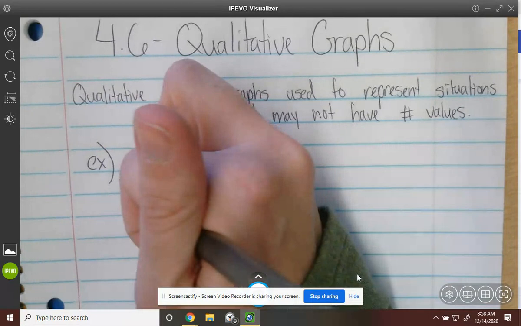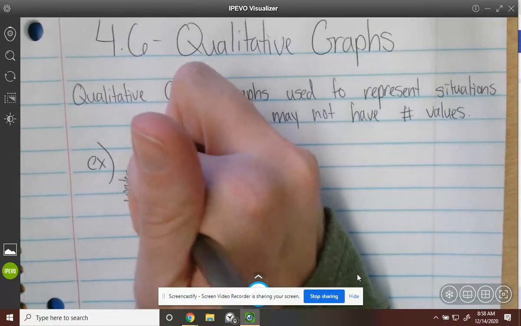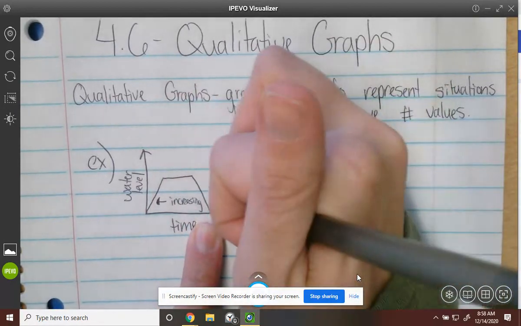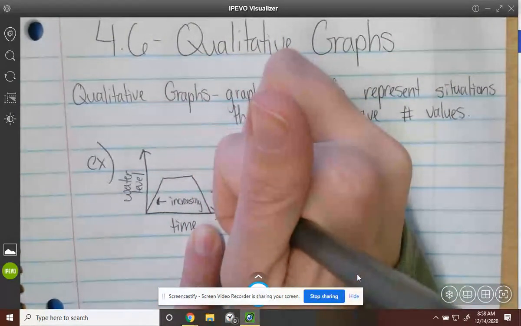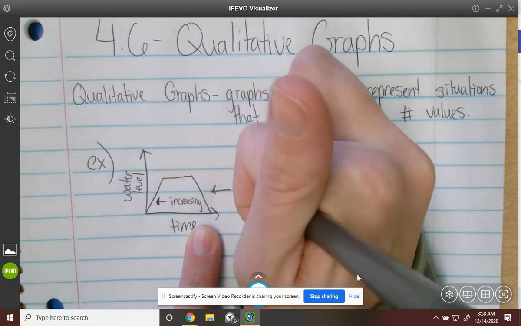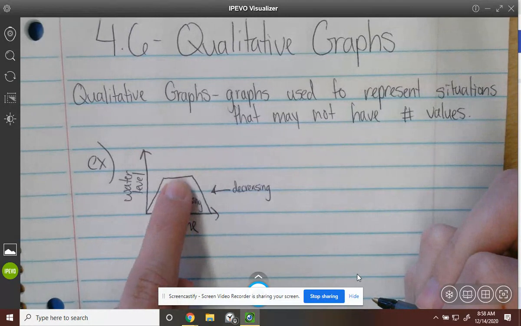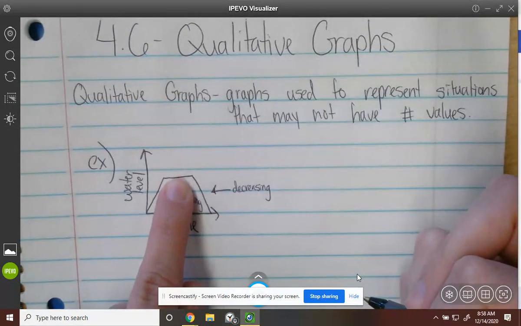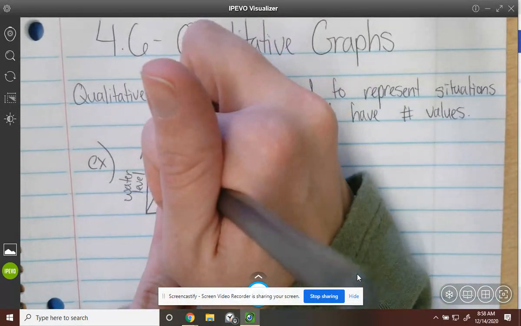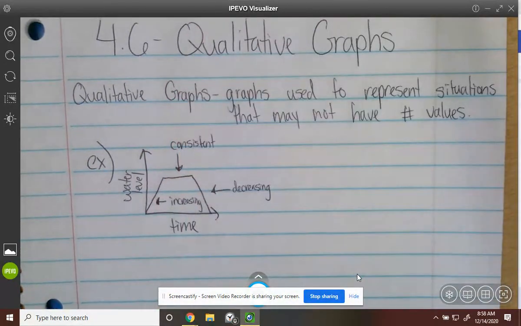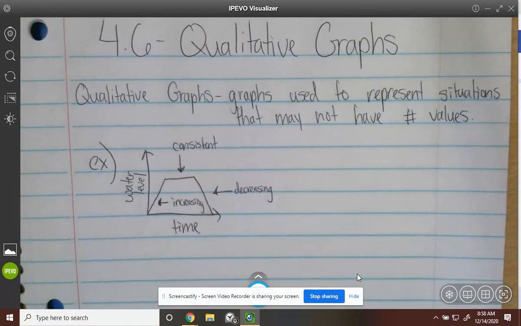All right, so this is what we call increasing. This one is obviously decreasing. And then what do you think? Right here we said we're taking a bath, we're in the bathtub. So the water level is staying consistent. All right, so those are kind of our keywords that we like to use when describing qualitative graphs.